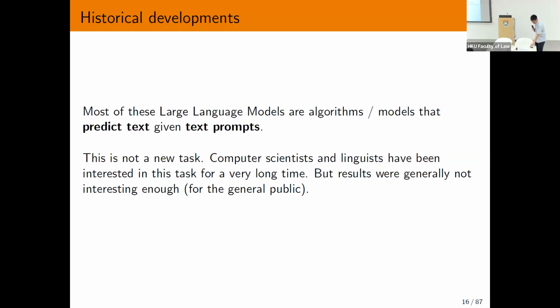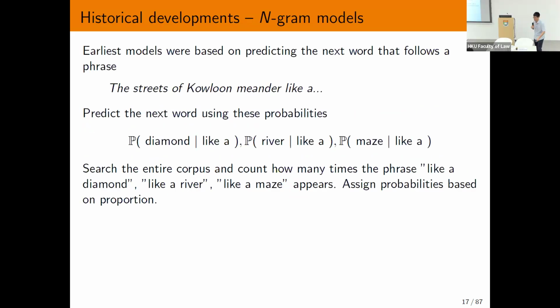But the results were not interesting enough, so it never caught on in the public sphere. You wouldn't care because they were not that exciting until ChatGPT came about. So some of the earliest models, what I call n-gram models.